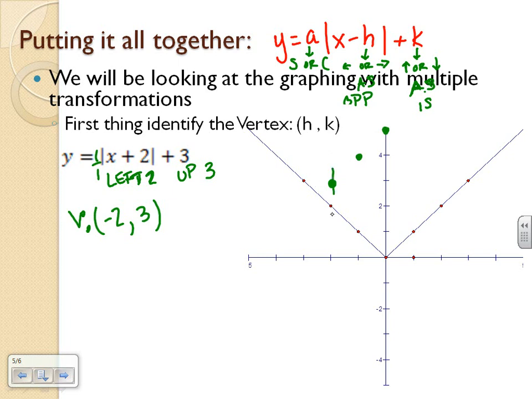My axis of symmetry is going to run through my vertex. Remember that it is always x equals because it is a vertical line running through the x-axis. So my axis of symmetry is at x equals -2. And then it acts as a mirror to reflect these points on the other side. So I have a point here to match this one, and I have a point up here to match that one. Then from my vertex, I can connect my dots and make my V shape.